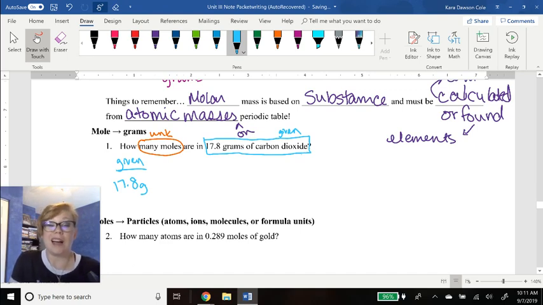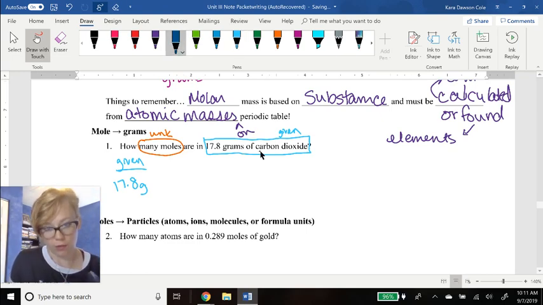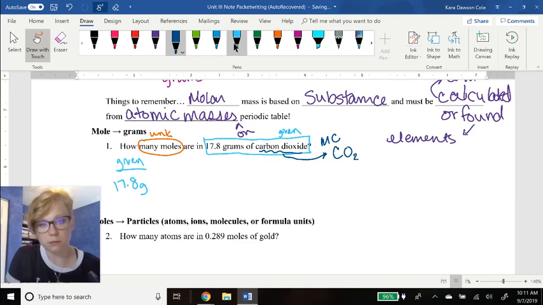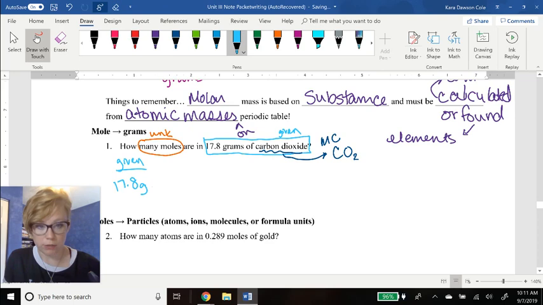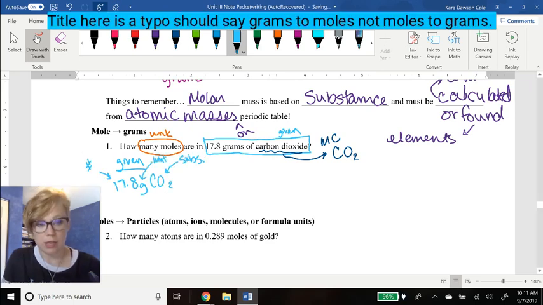Now, I need to write a formula for carbon dioxide, and I think you should know already that carbon dioxide is a molecular compound. And its formula is CO2. So then I'm going to put the number, the unit, and the substance. Now, I need to go from grams to moles.